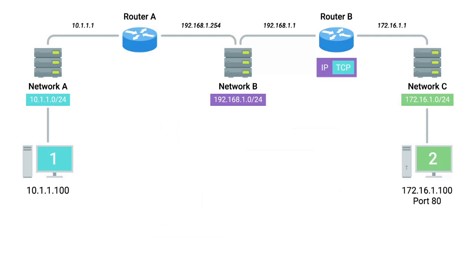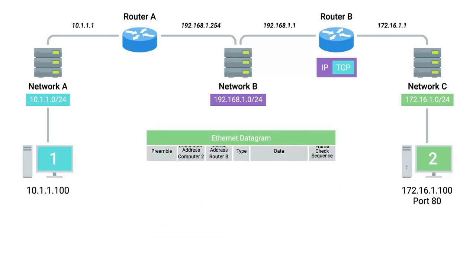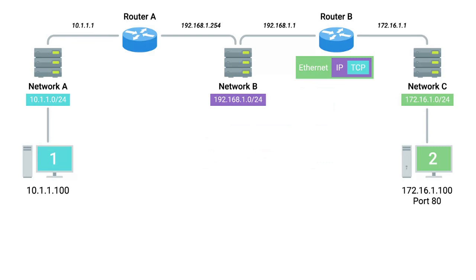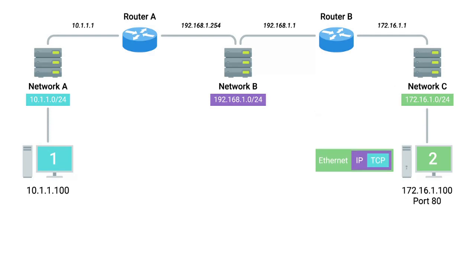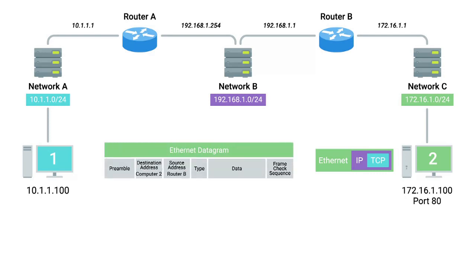This new IP datagram is again encapsulated by a new Ethernet frame, this one with the source and destination MAC address of router B and computer 2. And the whole process is repeated one last time. The frame is sent out onto network C. A switch ensures it gets sent out of the interface that computer 2 is connected to. Computer 2 receives the frame, identifies its own MAC address as the destination, and knows that it's intended for itself.